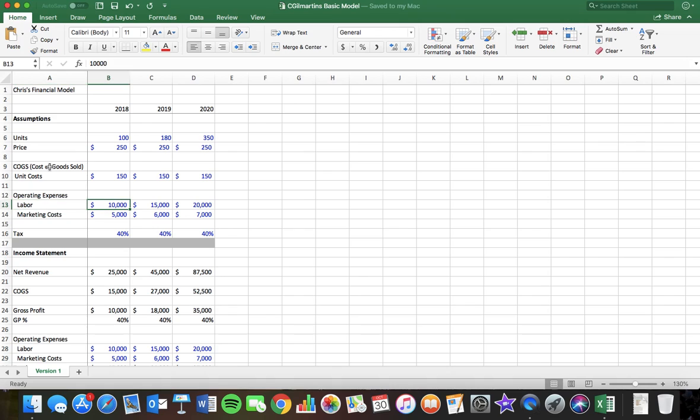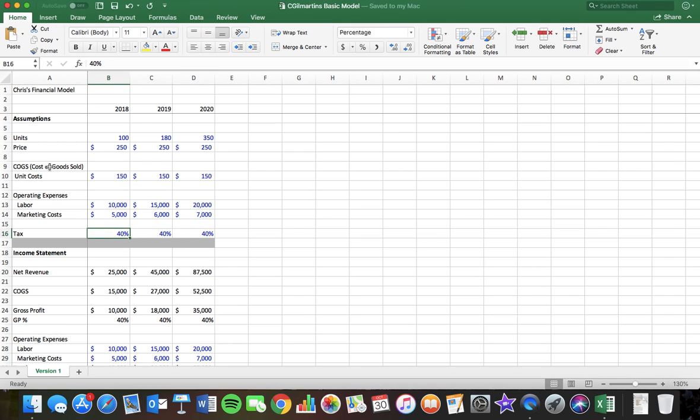Now down here are the operating expenses, like labor and marketing costs. So say our first year we were small, maybe we only spent $10,000 in labor. And then as we're growing, we're spending more money. By 2020, we're spending $20,000 on labor. And same thing with marketing. Say we didn't do a good job in marketing, didn't do a lot our first year, and maybe we only spent $5,000 on marketing. But by 2020, maybe we upped it to $7,000.